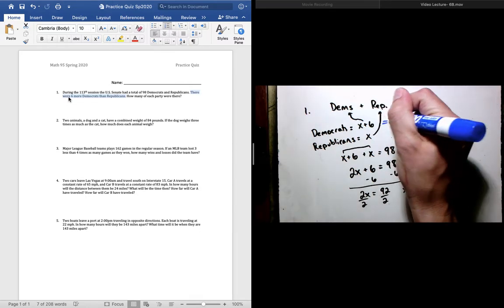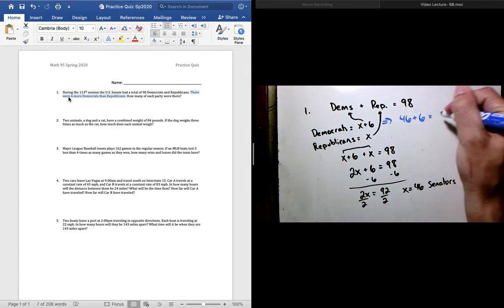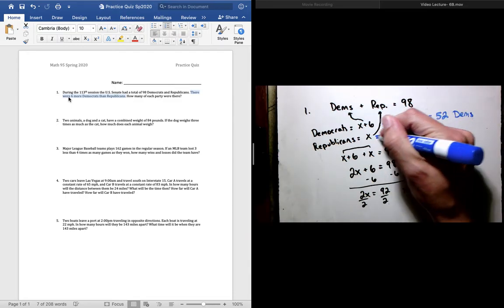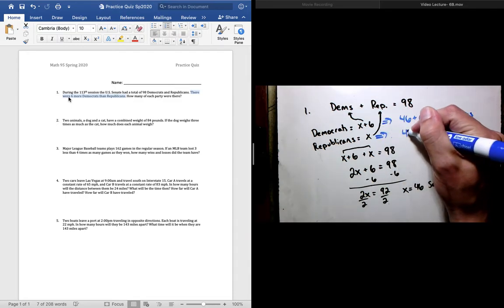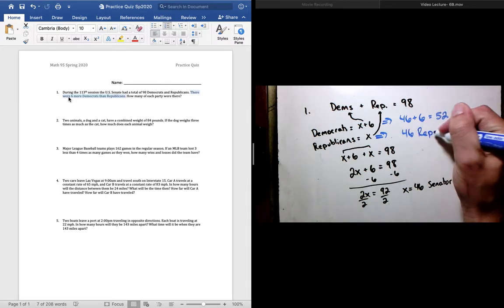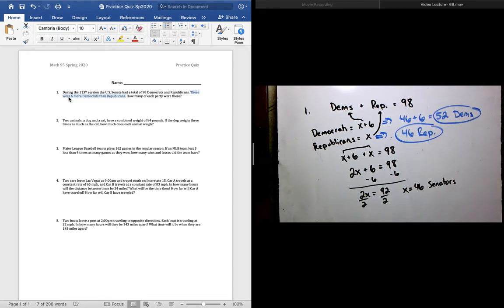So for Democrats, we're going to have 46 plus 6, or in other words, there were 52 Democrats. And for X, for Republicans, it's just 46. We don't have to add or subtract anything to that number. So we had a total of 52 Democrats and 46 Republicans.